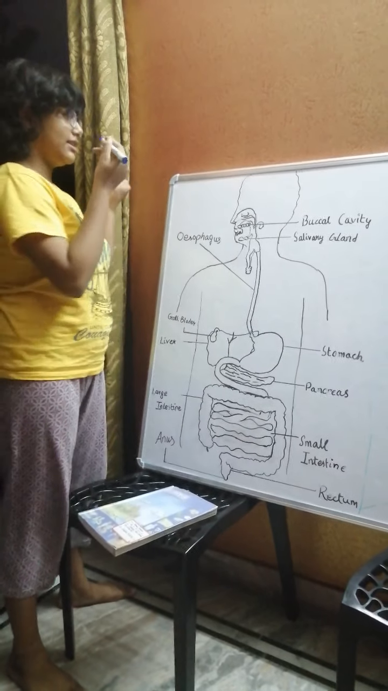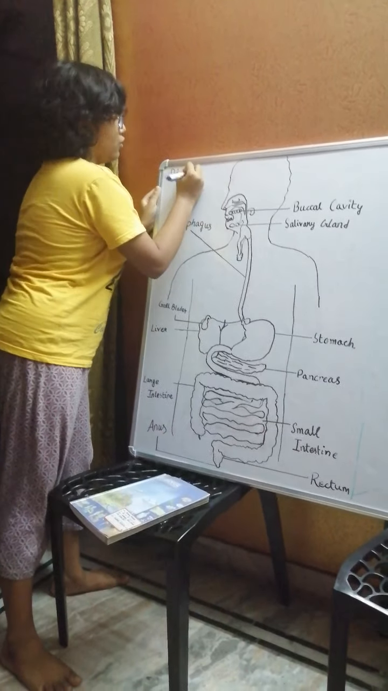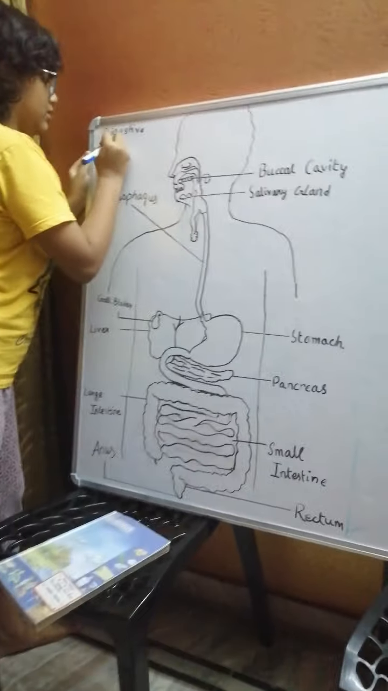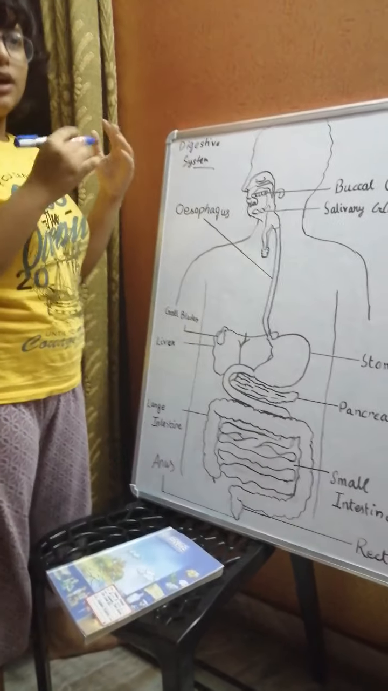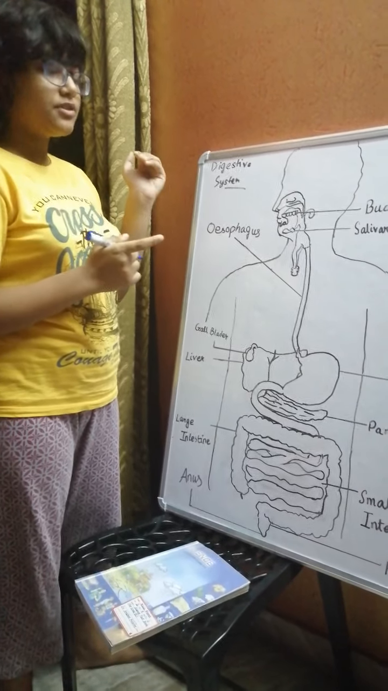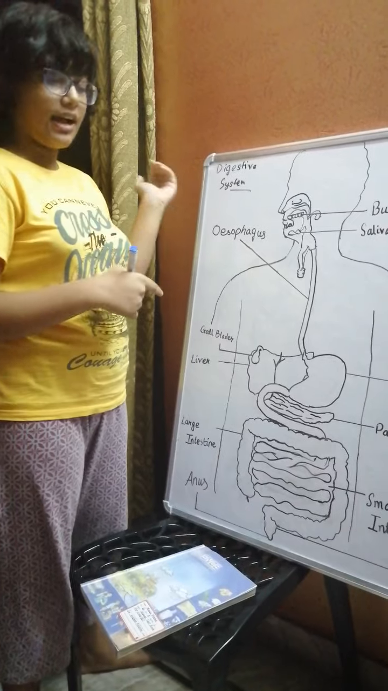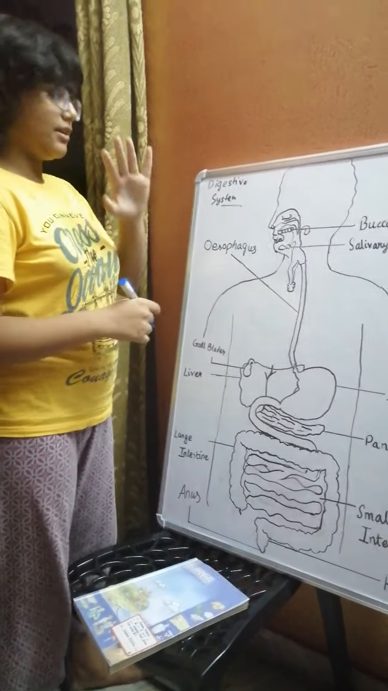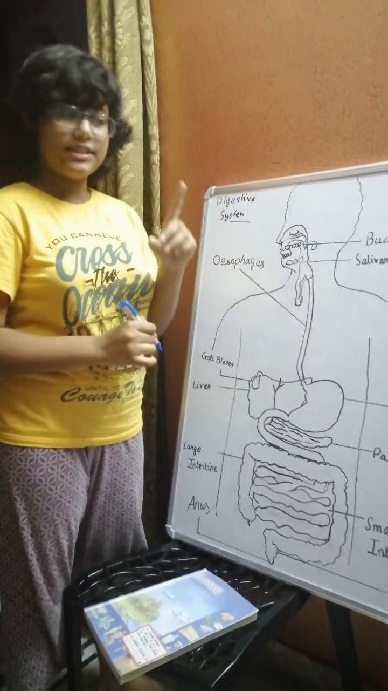Study about the digestive system, the human digestive system. First we start with the buccal cavity. The first process is that we take in the food and chew it with the teeth, mechanically cutting it into pieces. First we take in the food, and that's called ingestion.